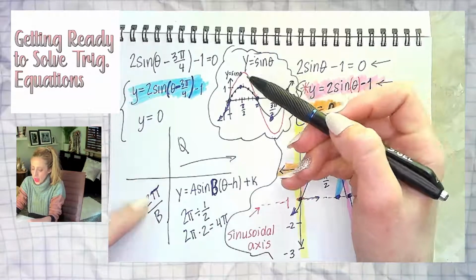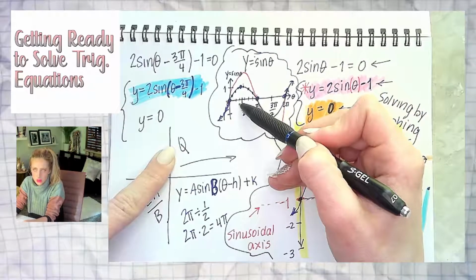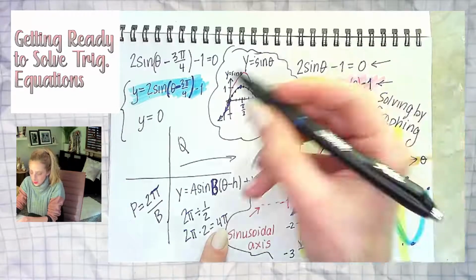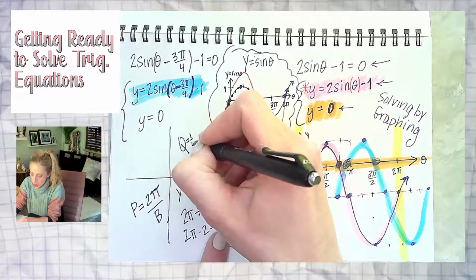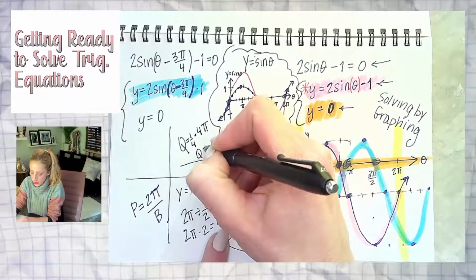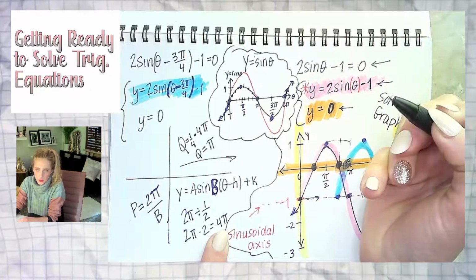Well, when it was 2 pi, a quarter of it was pi over 2. I would divide 2 pi by 4. That's pi over 2. Now I have 4 pi. So what's 1/4 of 4 pi? Well, a quarter of it would be pi.